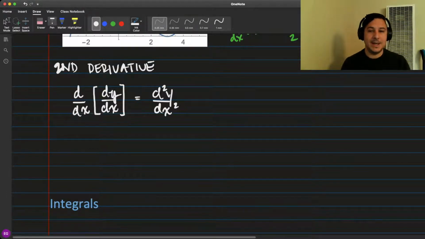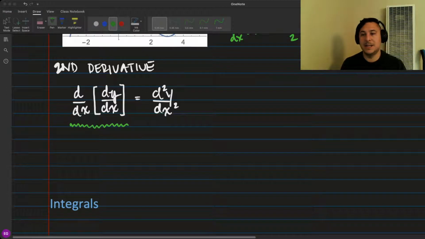Okay, why is looking at it this way not going to help us? Why is writing the second derivative in the way that I just highlighted in green not useful for us? What's bad about it?